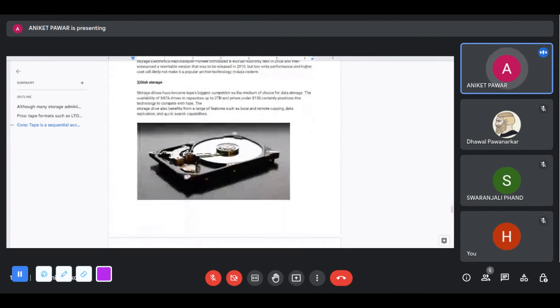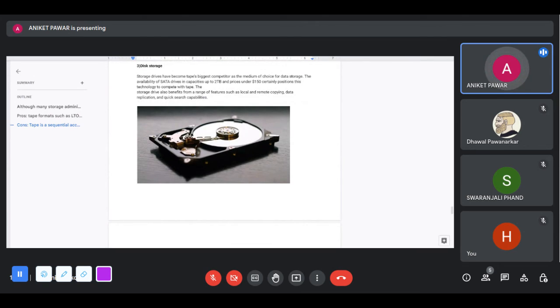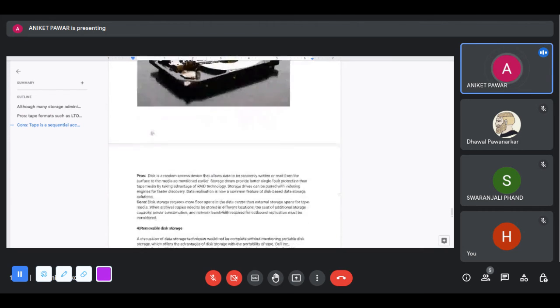Then the third one is disk storage. This is a random access device that allows data to be written or read randomly across the surface of the media as mentioned earlier, and it provides better single point of failure protection than tape media. There are some disadvantages of this media. Disk storage requires more data center floor space compared to off-site vault space for tape media.